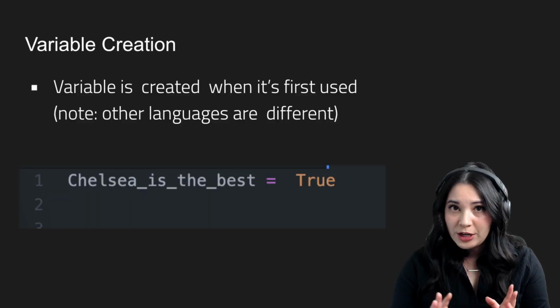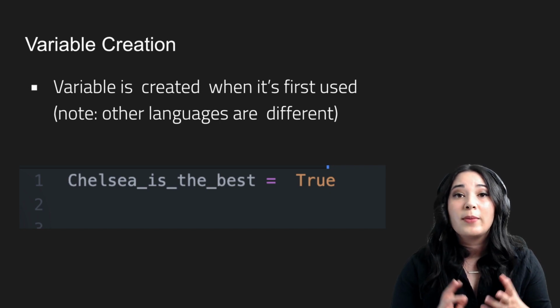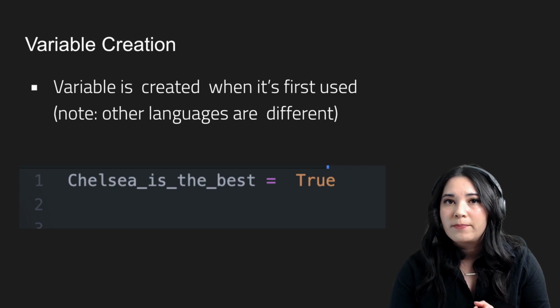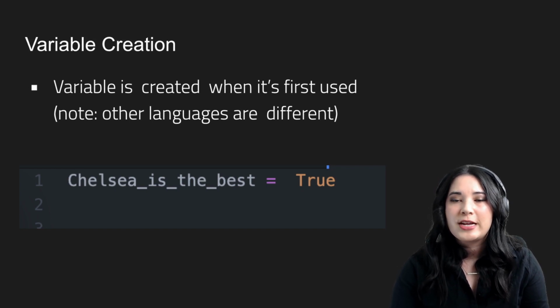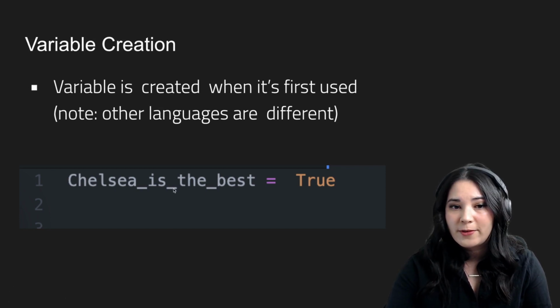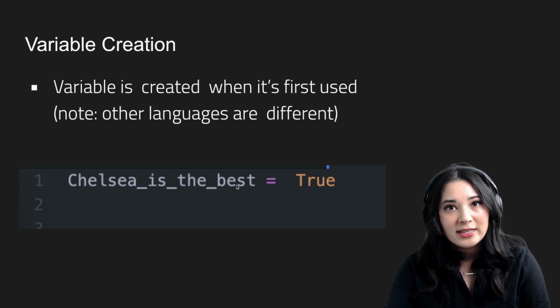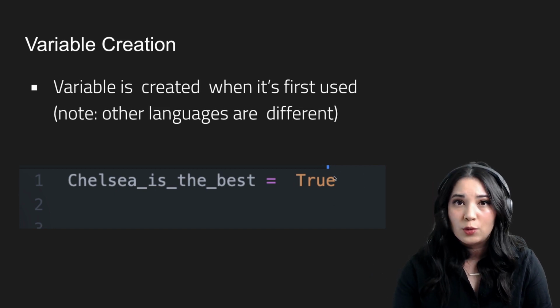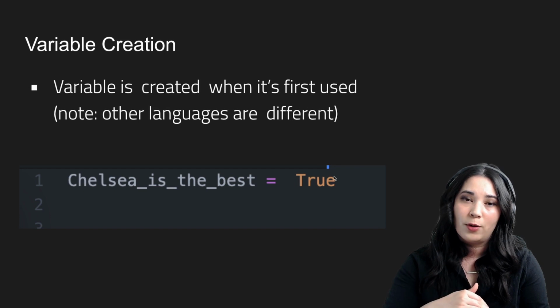All right, now we know how to name variables. Let's talk about how to create them. Unlike other programming languages, if you've used them, in Python, variables are created the first time they're used. So the most common way we'll create a variable is by saying the name of that variable, for instance, Chelsea_is_the_best, and then using an equal sign, and on the right-hand side of the equal sign, saying the value we want to store in that variable.